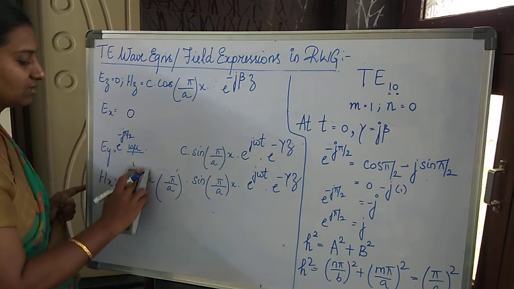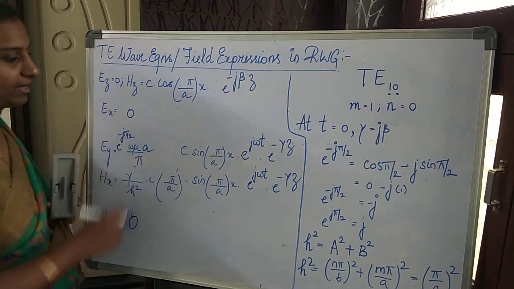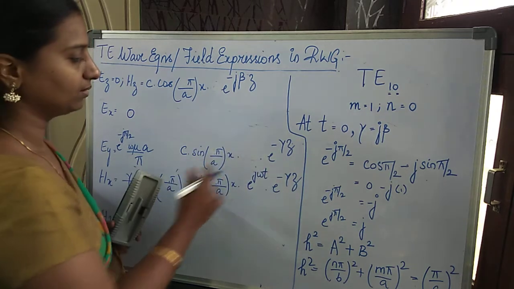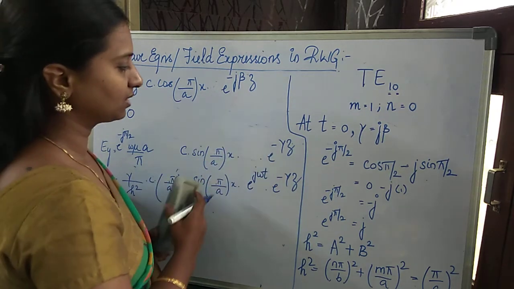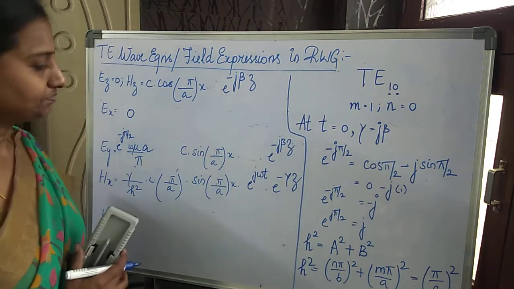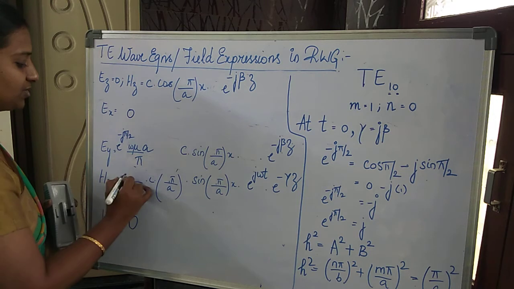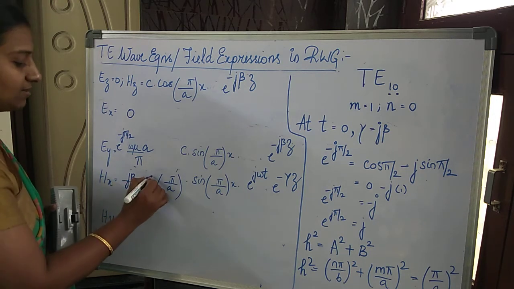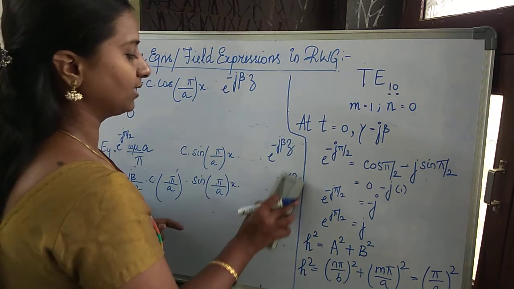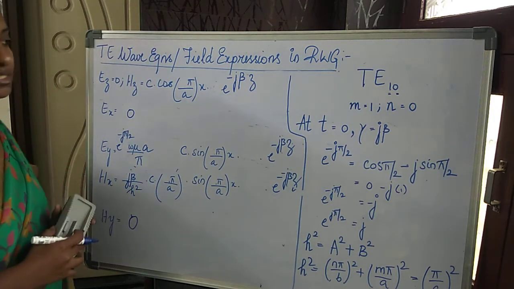I will have this term as this, pi by a. And here e power j omega t is going to become 1, e power 0 becomes 1, and instead of gamma you put e power j beta z. Okay. So gamma is becoming j beta. Once again this is going to become the term 1, and here this is going to become minus j beta. We have reduced it. Okay.